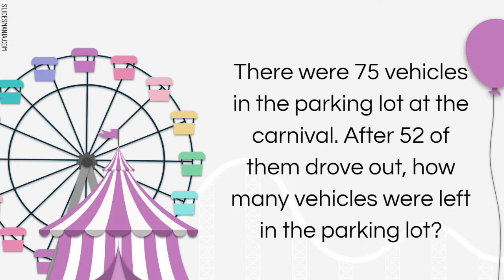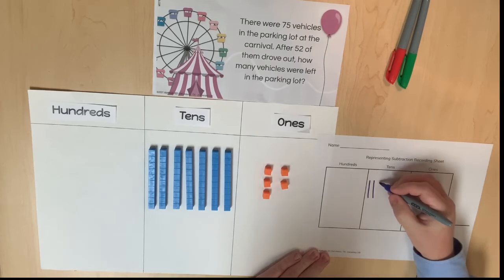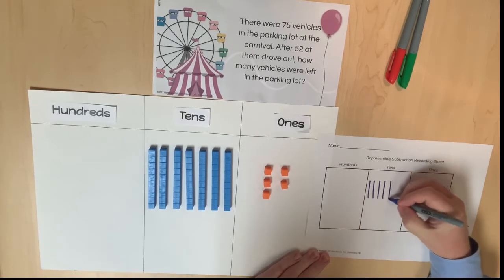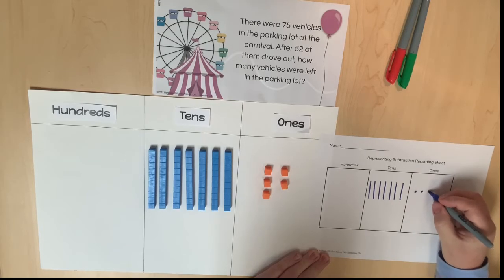Let's use a real-world scenario to subtract two-digit numbers. There were 75 vehicles in the parking lot at the carnival. After 52 of them drove out, how many vehicles were left in the parking lot? Using the place value chart, represent the vehicles that were in the parking lot at the start using base 10. Represent 75 on the place value chart. Model how to create a pictorial representation of 75 on the representing subtraction recording sheet using lines and dots.